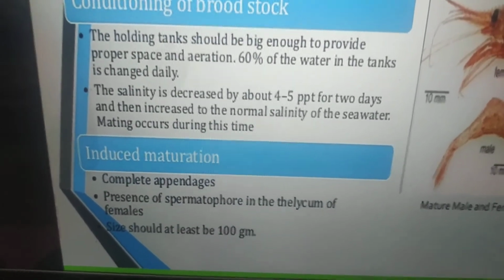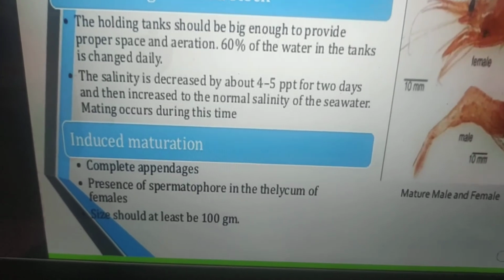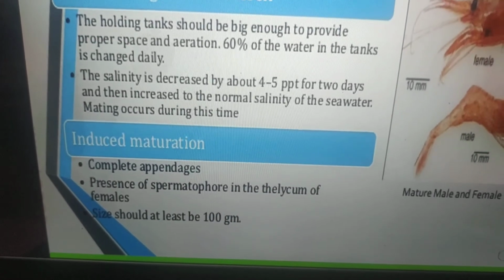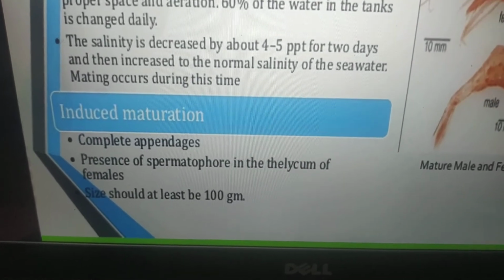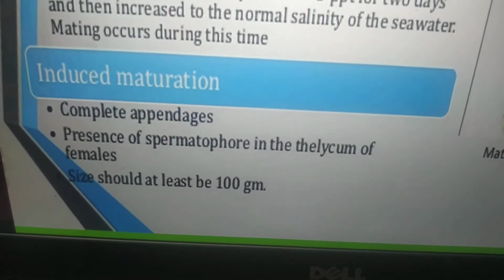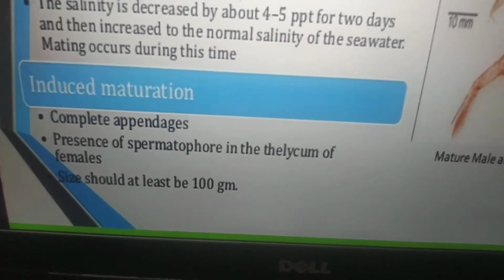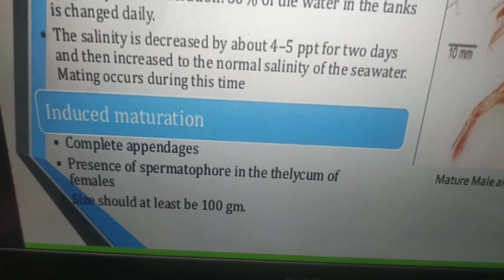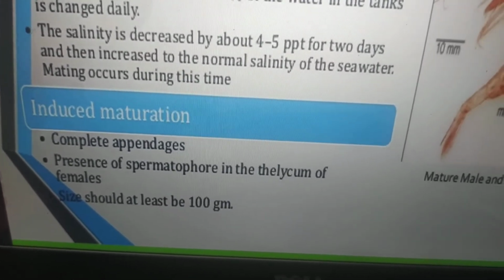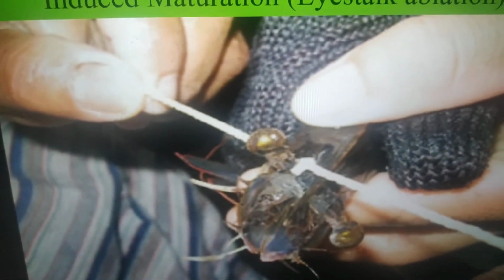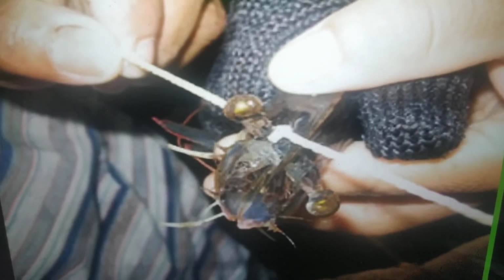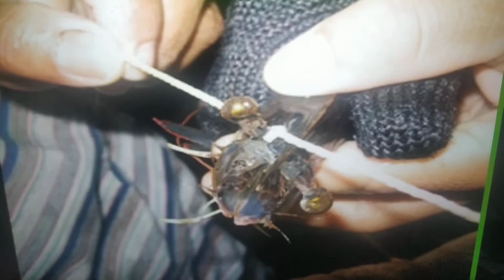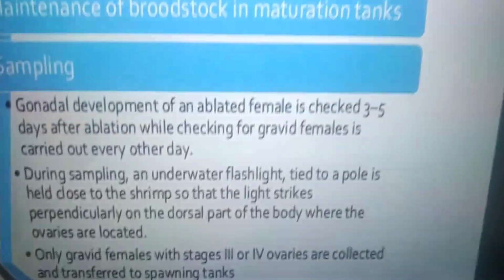Complete appendages, that is, induced maturation. For induced maturation, we are performing eye stalk ablation. Requirements: complete appendages, presence of spermatophore in the thelycum of the female, and size should be at least 100 gram. So this is the eye stalk ablation, right? You are cutting the eye stalk. Now electrocautery is used, and even sterilized scissors are also used.